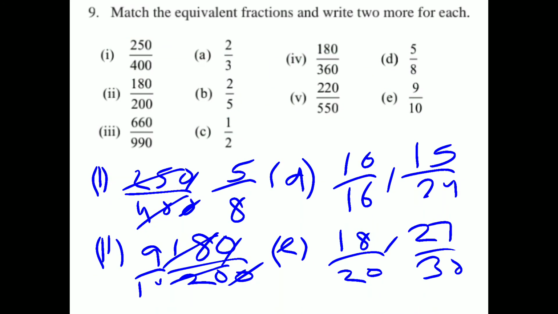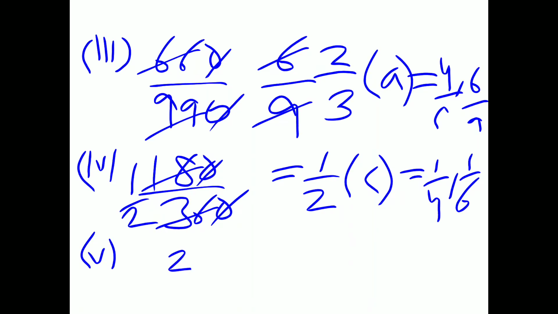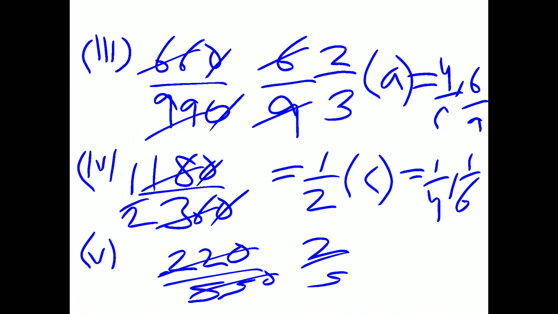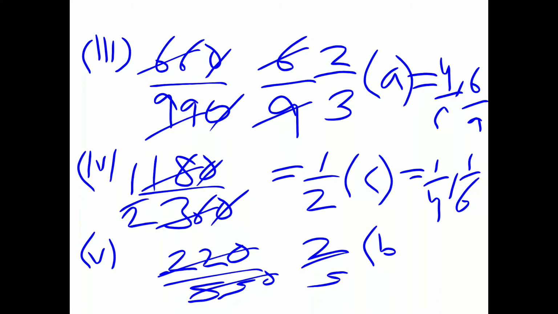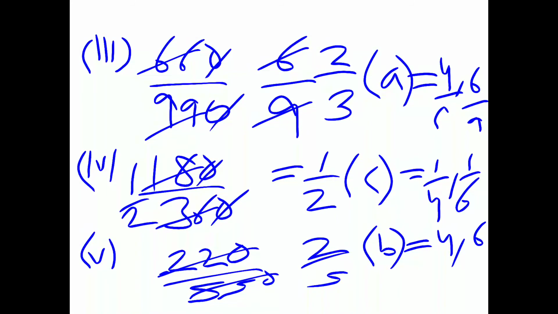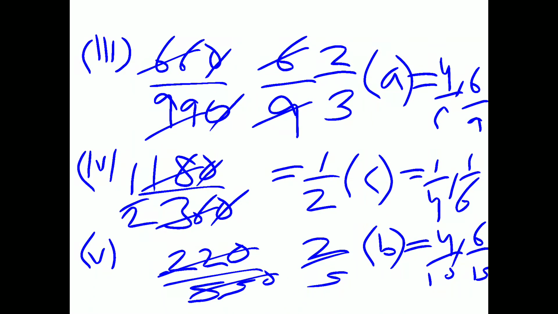Now we do the fifth part. Fifth part is 220 by 550. If I cut them, the answer comes 2 by 5. And its answer is B part. Clear? If you write more equivalent fractions, one is 4 by 10 and 6 by 15, 20 by 50. Clear?